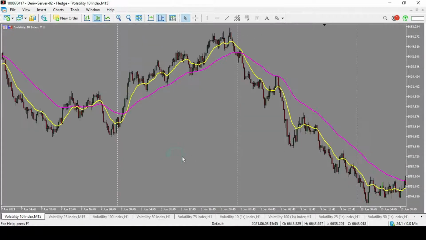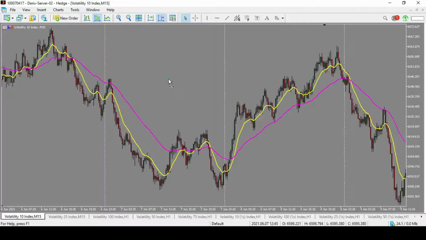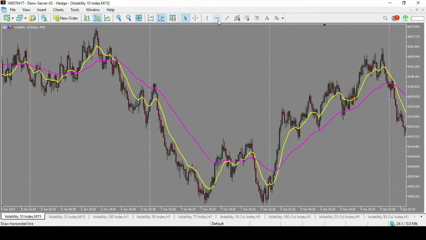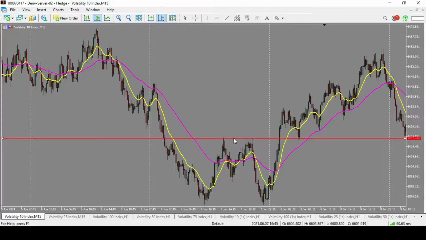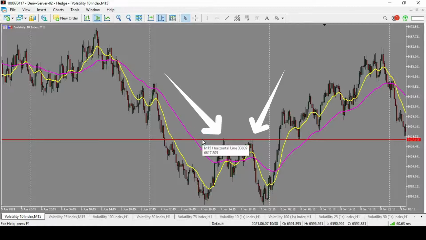Alright, so let us try to identify that variation, right? This variation we were talking of. Alright, so right here we can already see that these 2 peaks are roughly on the same level for this double top pattern.